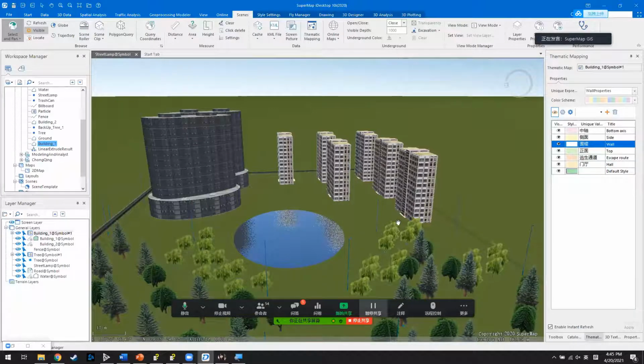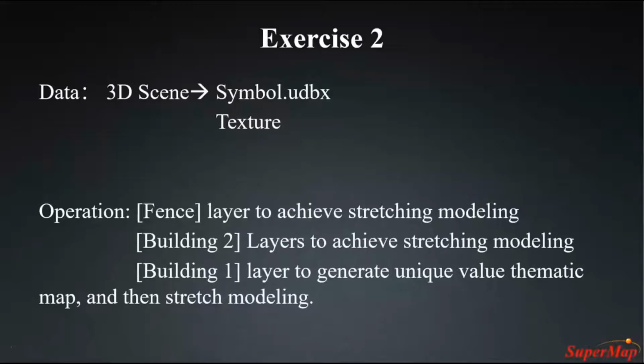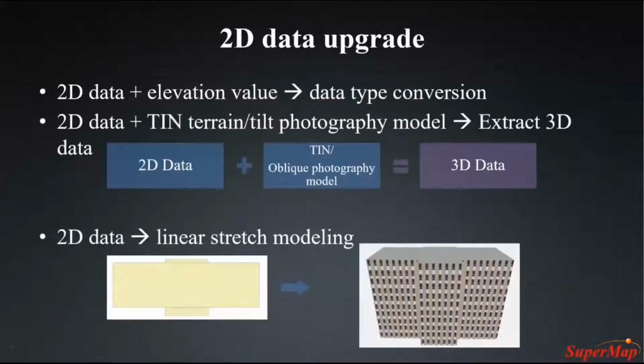Okay, and then let's look at our next exercise. Okay. Let's look at our next exercise. That is the 2D data upgrade, the 2D data upgrade, and it has three methods to do it.